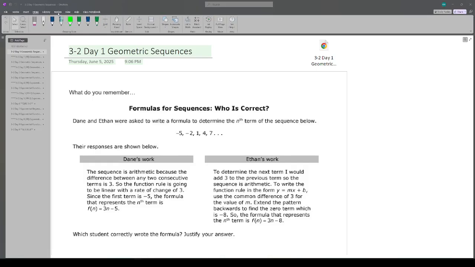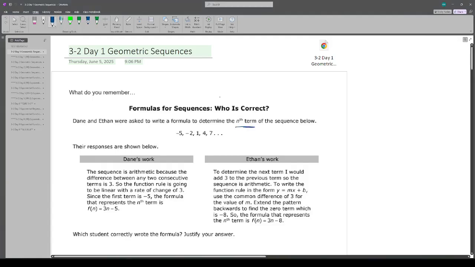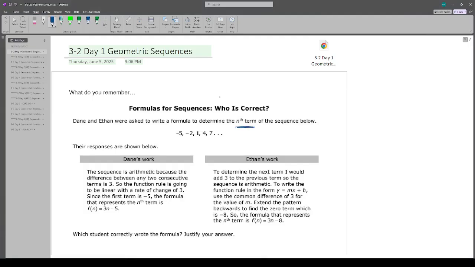As a reminder, nth term right here means any term in the sequence. So like if we wanted to find the 41st term, then that would be F41 or A41 or something like that. So the nth term of the sequence beginning at -5, recall that we call that A1, and then changing each time by adding 3, we call that the common difference.